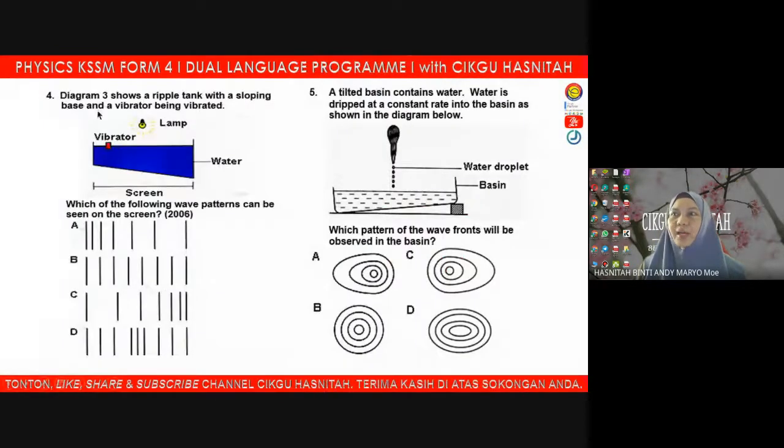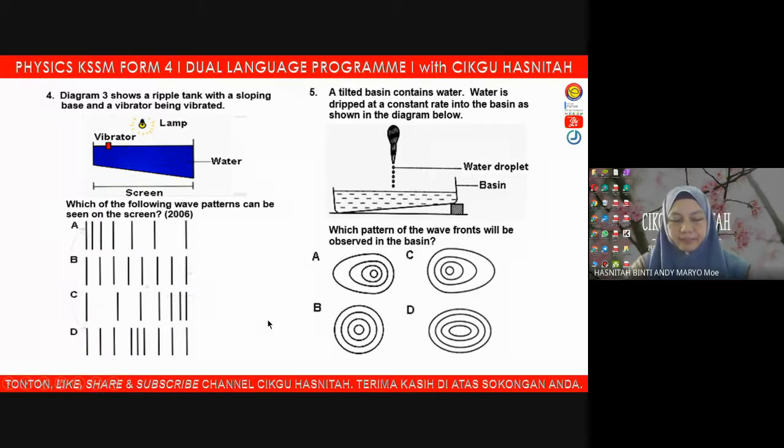Okay, now let's check the next questions. You're given diagram 3. It shows a ripple tank with a sloping base and a vibrator being vibrated. So you can see that this is the sloping base. Its base is not uniform, it is sloping, at an angle there. You are asked to determine the correct pattern that can be seen on the screen down here. So when the vibrator is switched on, how does the pattern of the wave appear on the screen? Is it A, B, C, or D?